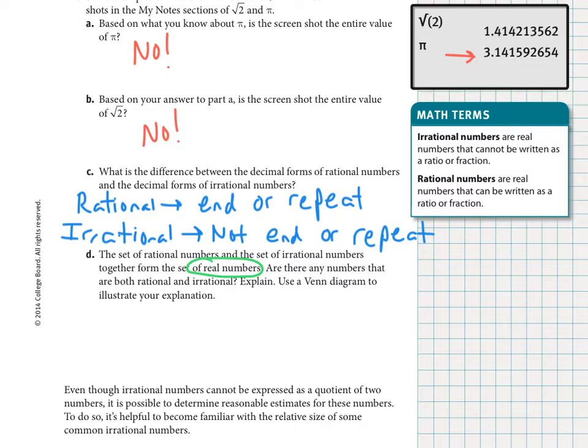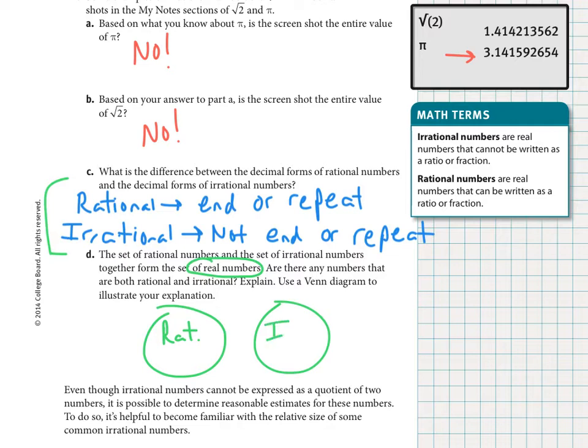So are there any numbers that are both rational and irrational? Is it possible to be both of these, where the decimal ends or repeats and also does not end or repeat? No, that cannot happen. So these are two totally separate groups. If we were going to do a Venn diagram, we could have rational numbers in one group, irrational in another. There's no overlap there, right?